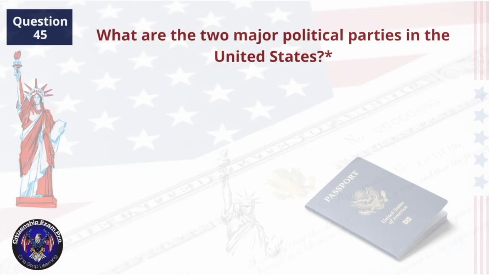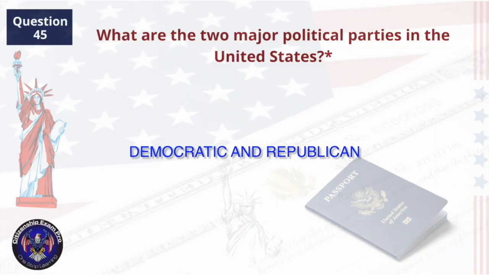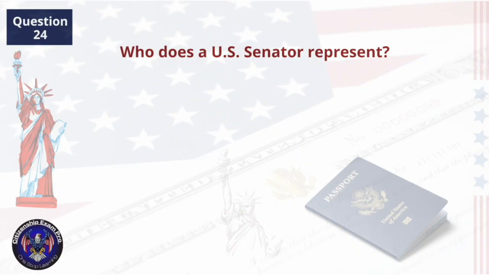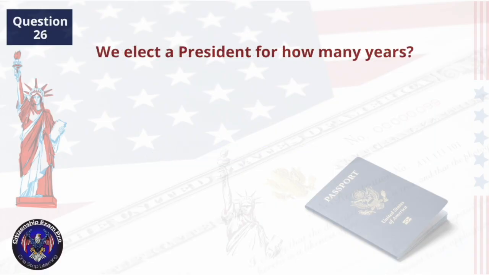What are the two major political parties in the United States? Democratic and Republican. Who wrote the Declaration of Independence? Thomas Jefferson. Who does a U.S. Senator represent? All people of the state. We elect a president for how many years? Four.